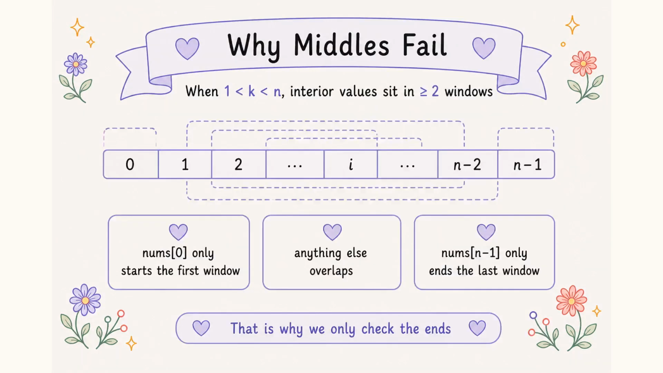Why do middles fail when 1 is less than k less than n? The first element only starts the first window. The last element only ends the last window. Any interior element is covered by at least 2 overlapping windows. That is why the smart solution only checks the 2 ends.